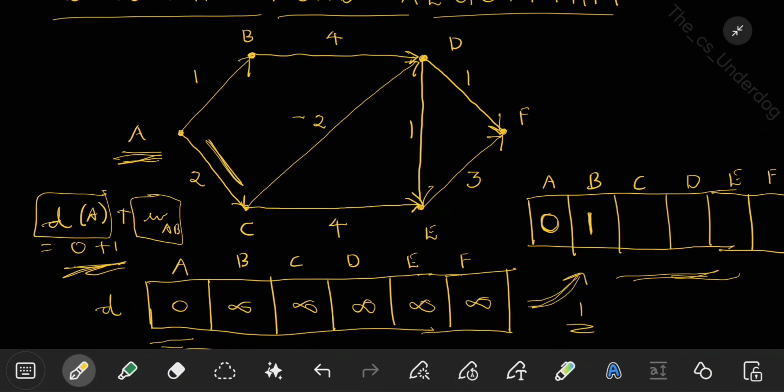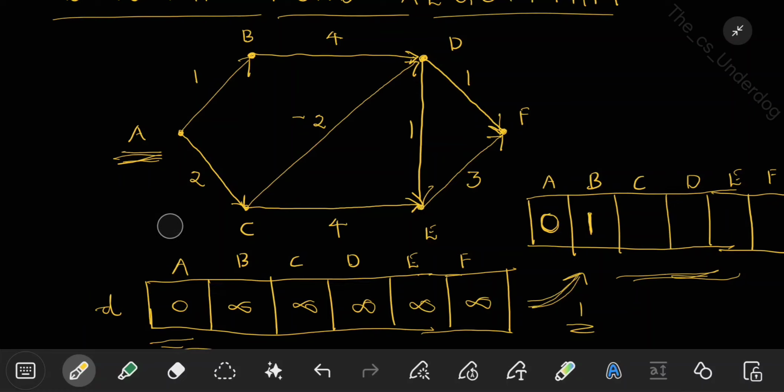Next, let us say I'll pick edge AC. AC is of length 2. AC is from A to C. Distance to A is 0 plus edge AC is 2. This would mean the new distance to vertex C is 0 plus 2, which is 2. This is lesser than existing distance, which is infinity. So I'll update distance to C as 2.